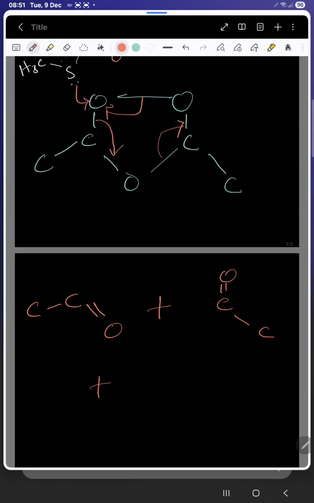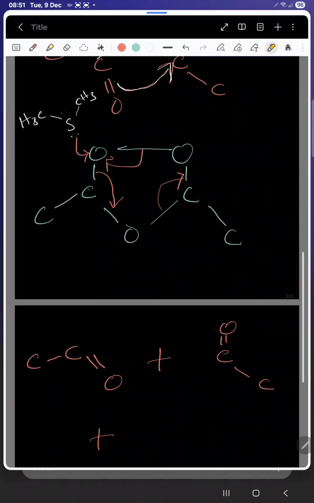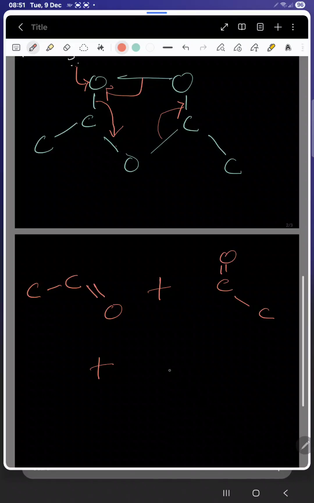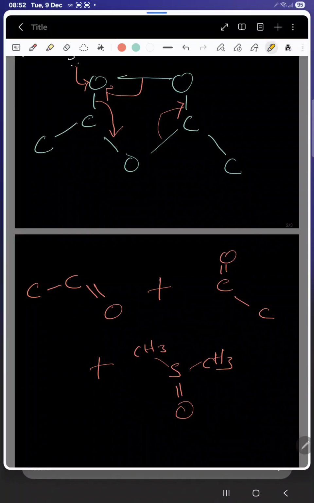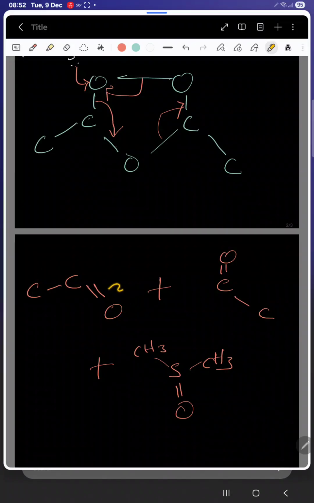Then plus what in the solution? Plus we also have this methyl sulfide, which has gotten the oxygen. We are going to add it in the solution as well, which is going to be SCH3 with a double bond attached to oxygen like that. So this is what we are going to have in the solution. This is simply what happens during the process of ozonolysis. What we formed here are just two ketones. So these are ketones that we formed in the solution.